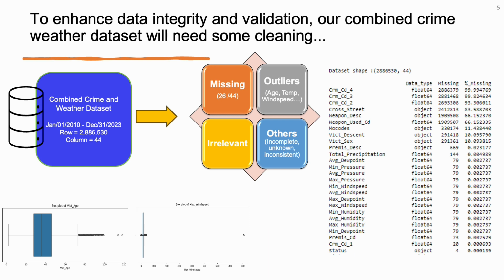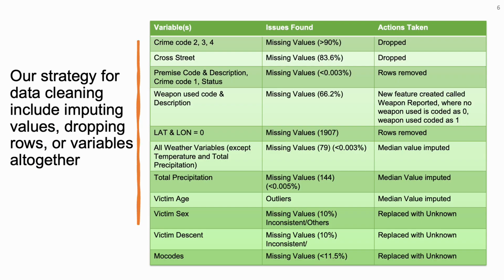It becomes apparent that our combined data set must be cleaned up. Some variables will not be relevant to our predictive models and thus will have to be dropped. There are other issues in this combined data set which must be treated for data accuracy and quality checks. To validate our data, we shall employ data cleaning techniques like imputing values and dropping rows or variables altogether.